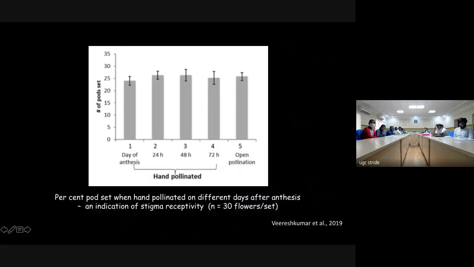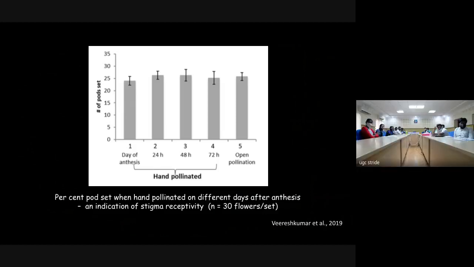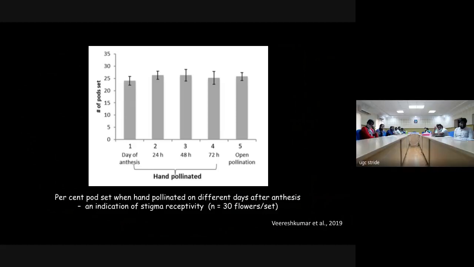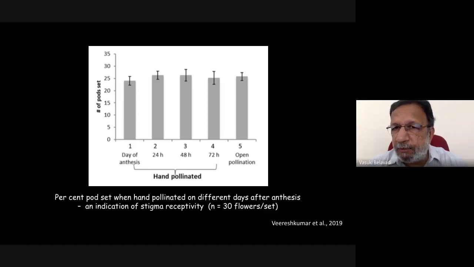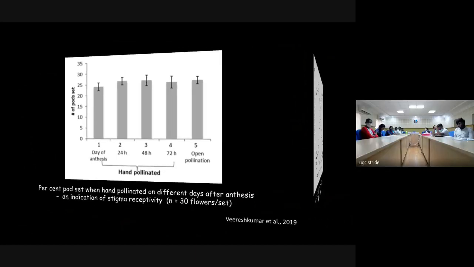Now, the flower of sun hemp lasts for 3 days. So first we wanted to see whether the pollen will be viable for all the 3 days, and whether the stigma will be receptive for all 72 hours. When we did some hand pollinating studies, we found that the stigma is equally receptive on all the 3 days, and the pollen is viable on all the 3 days. So that is the reason why it is open for 3 days.